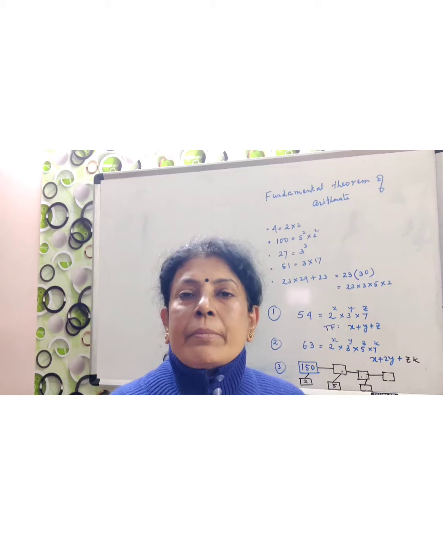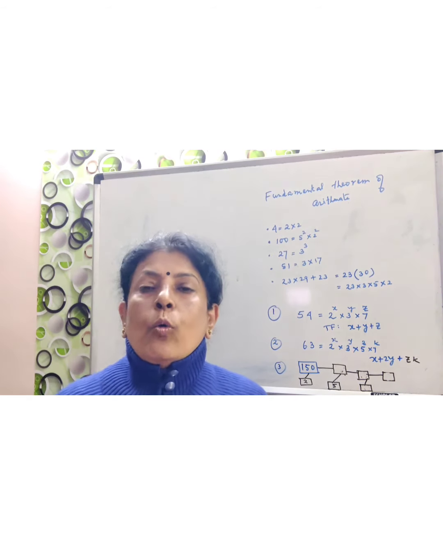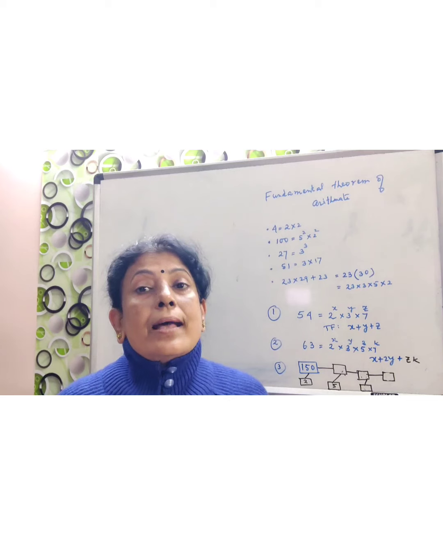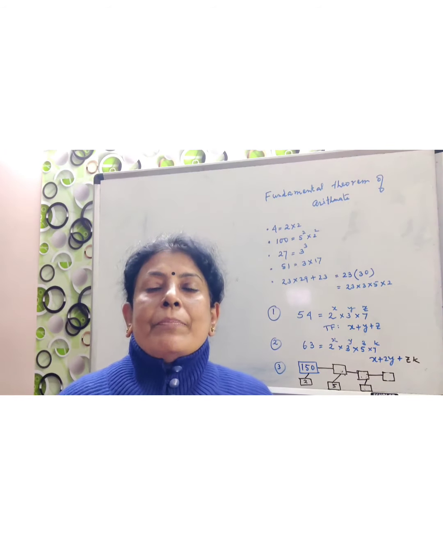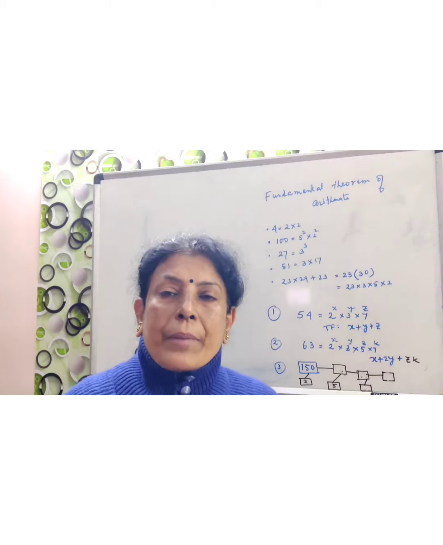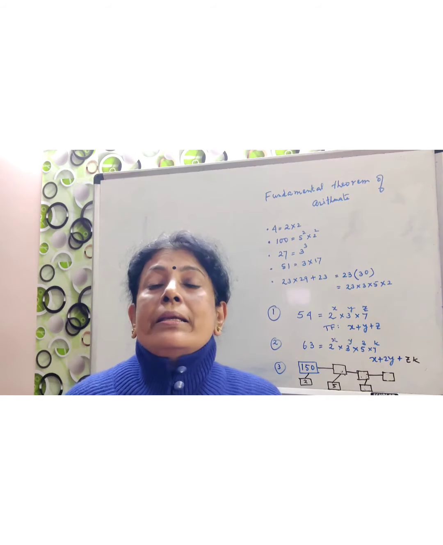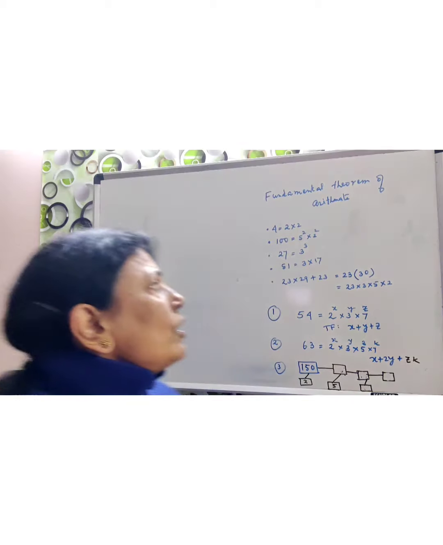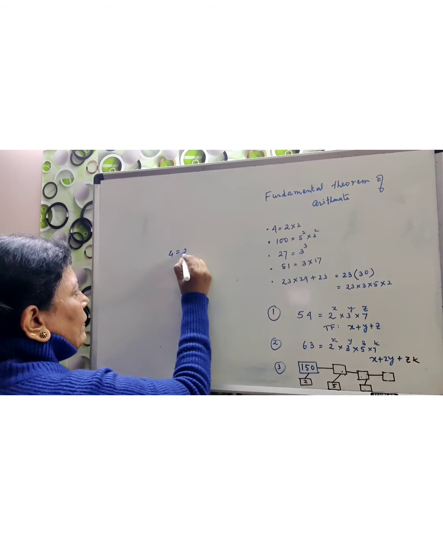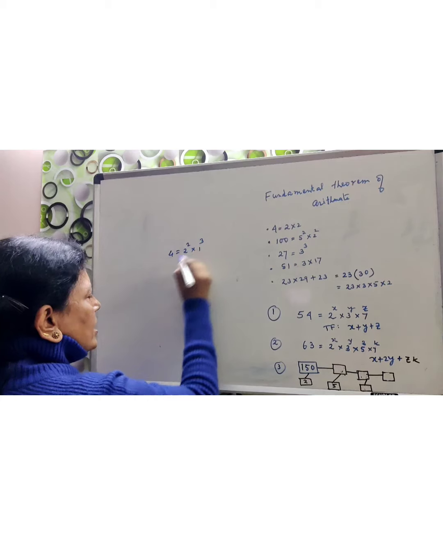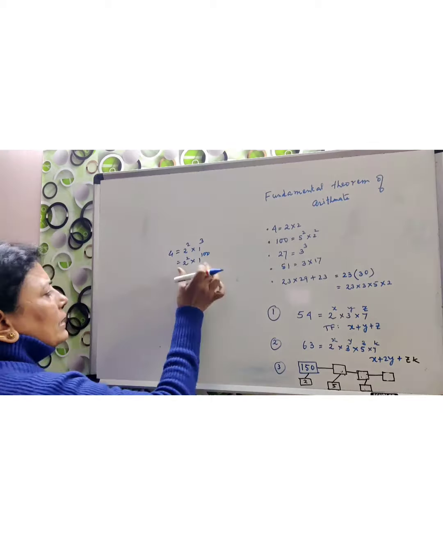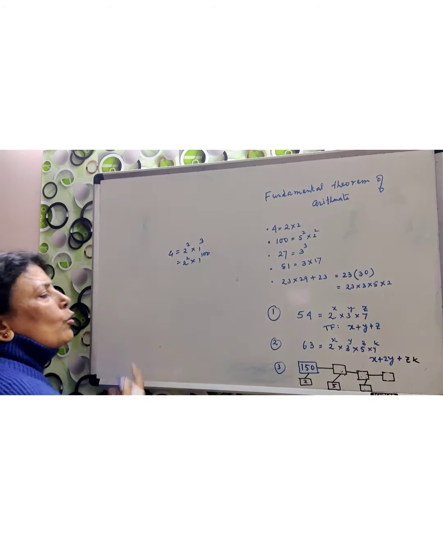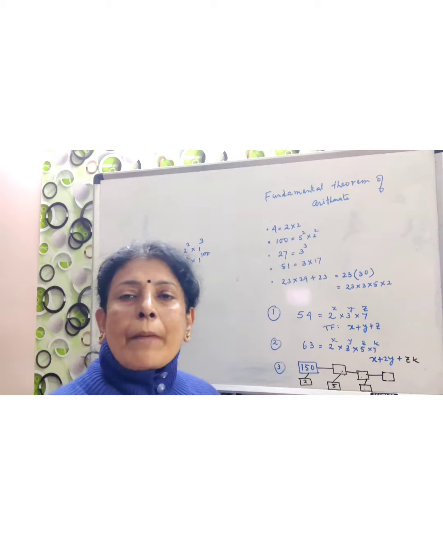Now, based on the fundamental theorem of arithmetic, we can say 1 is not a prime number, neither prime nor composite. If it were a prime number, then any number which can be expressed as a product of primes would not be unique. For example, we are taking 4. 4 is equal to 2 to the power 2 into 1 to the power 3, 2 to the power 2 into 1 to the power 100 and so on. But this will not be unique. So 1 is not a prime number.